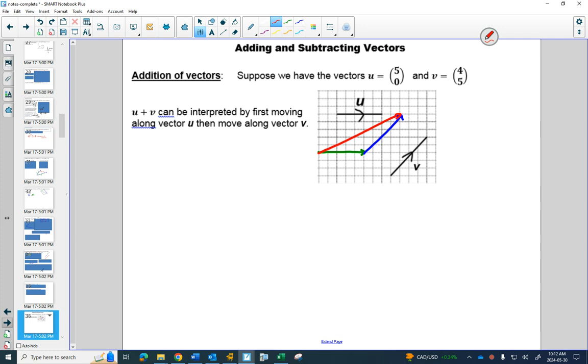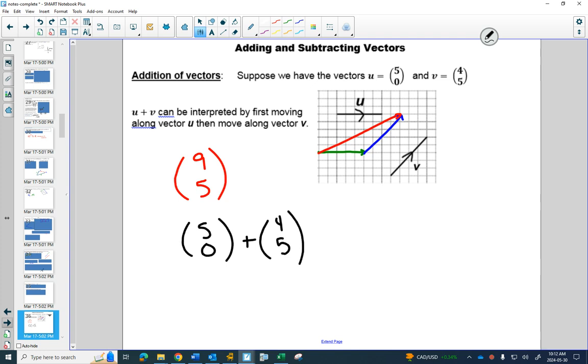And that red one goes 9 to the right and 5 up. So somehow we have to figure out some sort of math, probably extremely complicated, to get this answer. Any suggestions? I like the look on your face. You see it, but the way I made it sound too complicated, so you don't know if you want to say it.